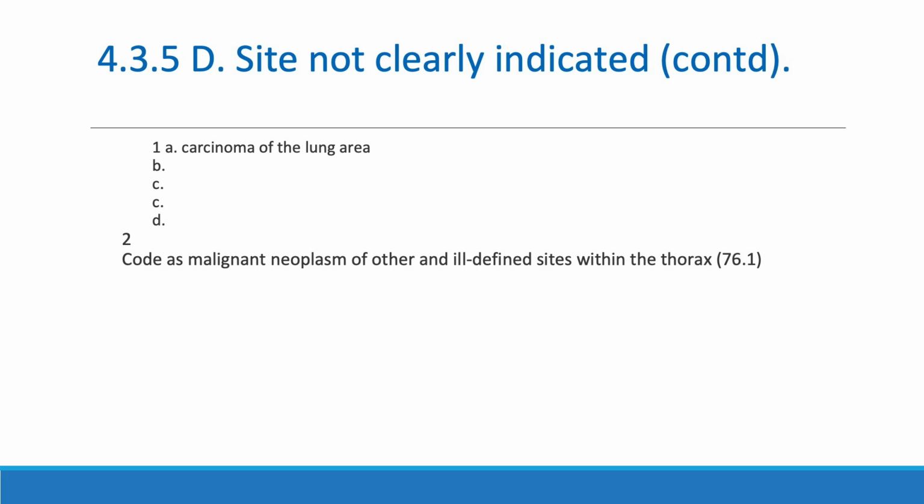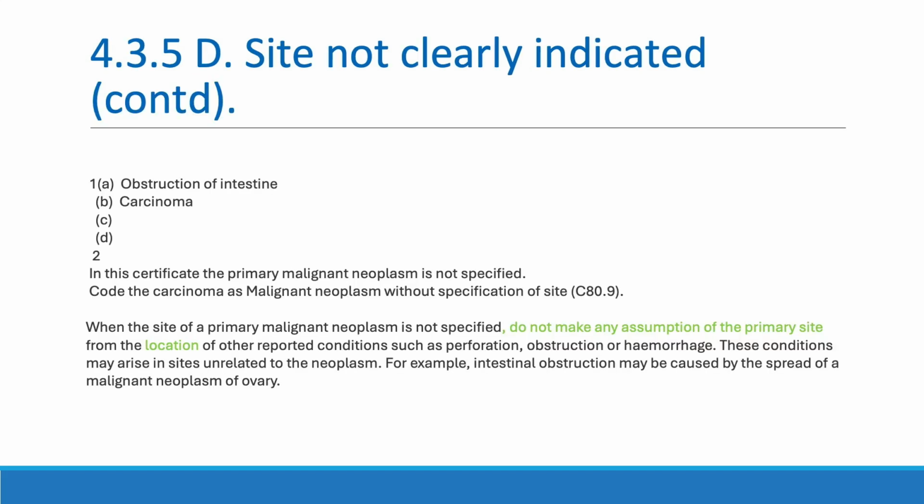This slide shows that the condition entered in line B is carcinoma. A carcinoma is a type of cancer that develops from epithelial cells, which are the cells that line the internal and external surfaces of the body. In this case, the primary malignant neoplasm site is not specified. It should be coded as malignant neoplasm without specification of site, that is C80.9.